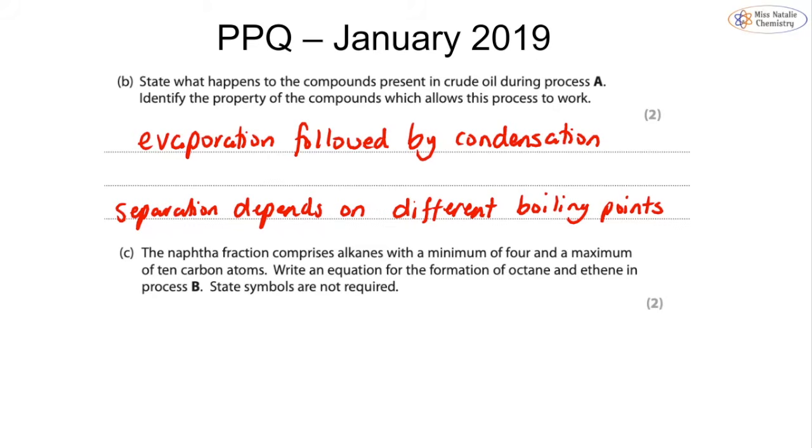So it depends on the fact that we have different boiling points within our mixture. And the naphtha fraction comprises alkanes with a minimum of 4 and a maximum of 10 carbon atoms. Write an equation for the formation of octane and ethene in process B.